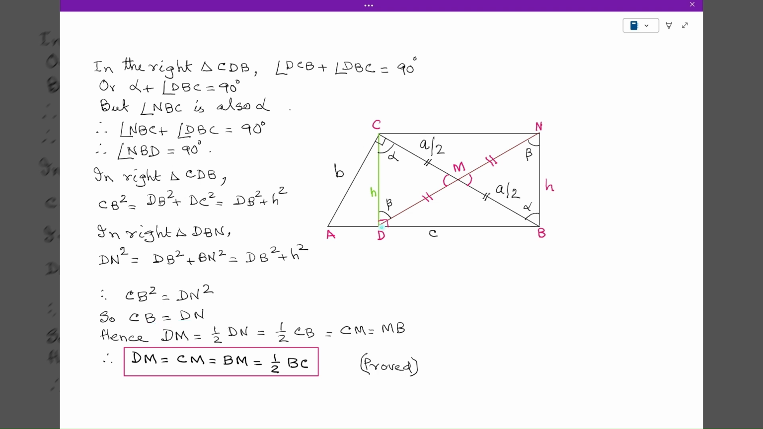And we know that DM is half of DN, and DN is equal to BC. So DM is equal to half of BC also. So DM is equal to half of DN is equal to half of CB, which is same as CM plus MB, which are also half of BC. So it is proved that DM is equal to CM is equal to BM is equal to half of BC, which was required to be proved.